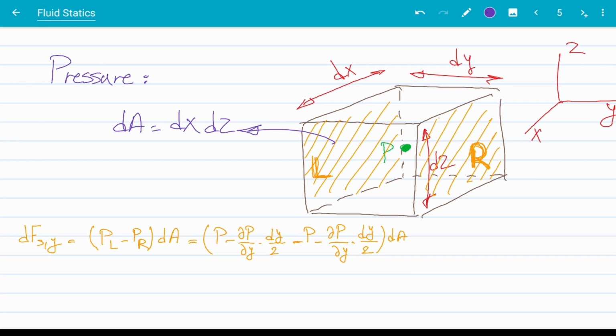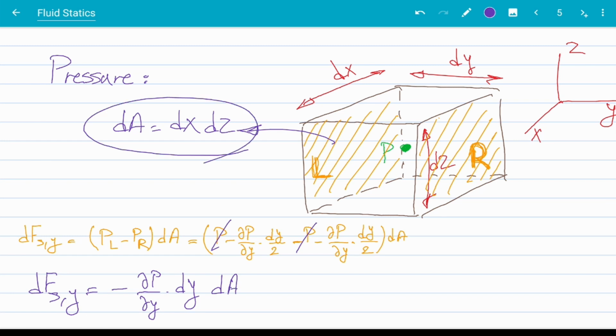So I can plug that into my surface force in y direction equation. I can get dF surface in y direction is equal to, now take a look at the equation here. So the P's cancel each other. This P cancels this guy. And I get negative partial P partial y times dy times dA.